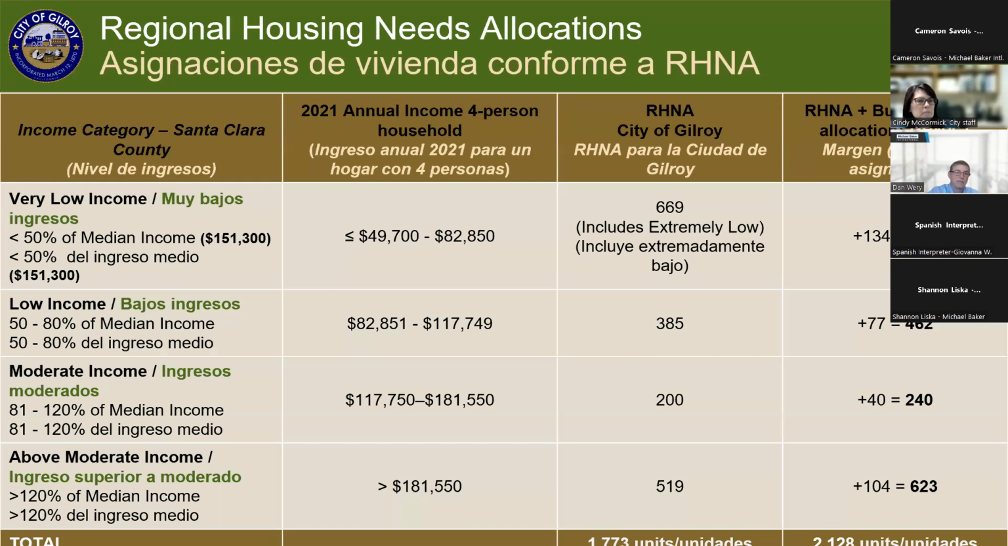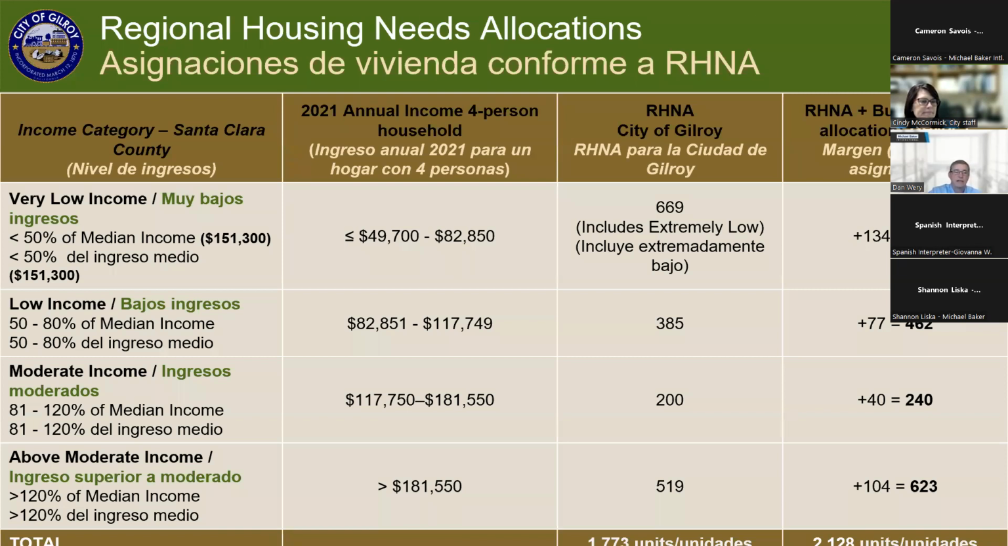They're broken down by very low income, moderate income, and above moderate income. So we have a target for each one of those, and you can see that here on this chart. The first column is the income levels for a 4-person household in this area. Very low income is below $80,000 for a 4-person household. Low income would be between 80 and 117. Moderate income would be 117 to 181,000. And above moderate income is more than 181,000.